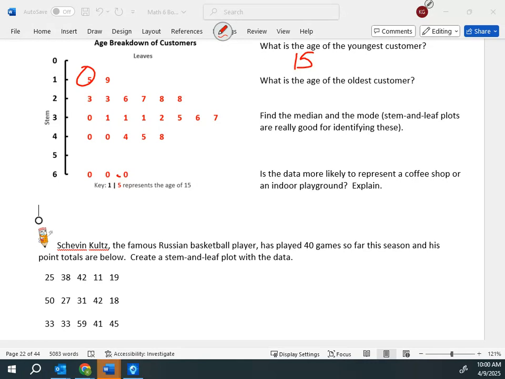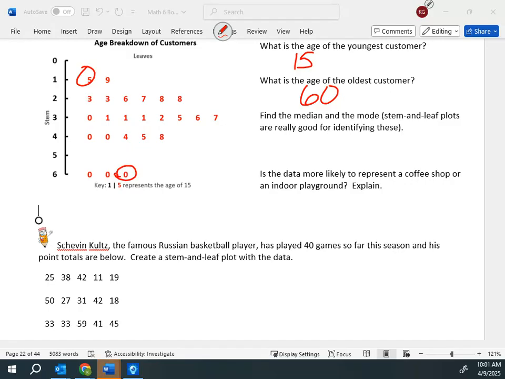So what's the oldest age? Emma? 60. It's going to be the last number. So the youngest, the smallest, is going to be the first. The biggest, largest is going to be the last. Find the median and mode.